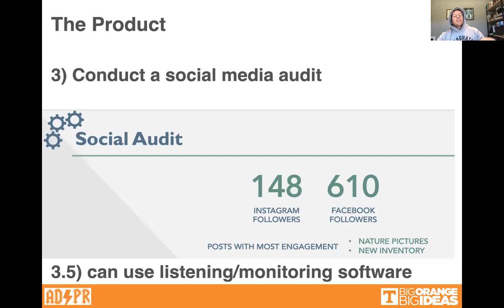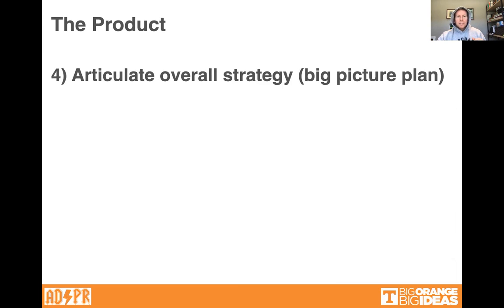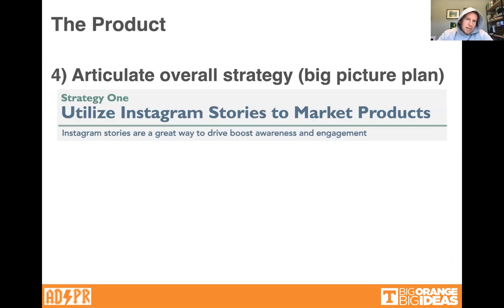And you use this in conjunction with social listening monitoring software. We'll do this in a couple weeks. The insights you gain from that will help you articulate your overall strategy. What's a strategy? It's a plan. And you could have multiple strategies. So for this campaign, strategy 1 was to use Instagram stories to market products, because they're a great way to boost awareness and engagement.